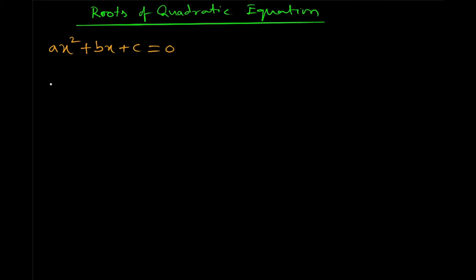Welcome. Today we will learn about the characteristics of the roots of a quadratic equation. This is the general form of the quadratic equation: ax² + bx + c = 0. What are the roots of this quadratic equation? That equation we derived last time.